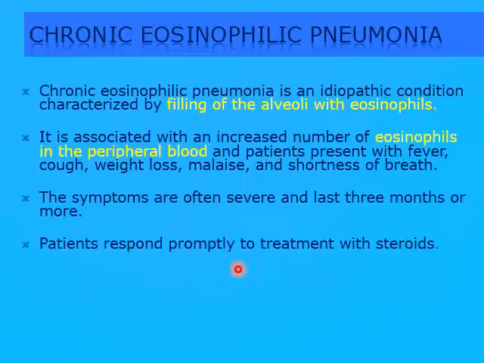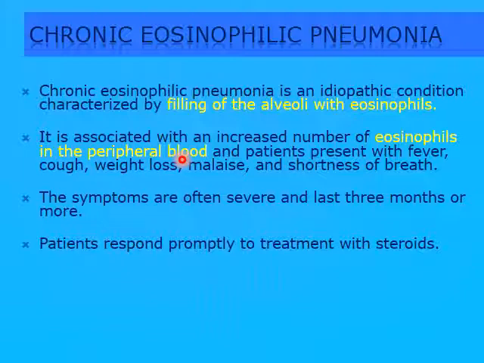Disease number 7, chronic eosinophilic pneumonia. There is a large group of diseases called eosinophilic lung disease. Chronic eosinophilic pneumonia is an idiopathic condition characterized by filling of the alveoli with eosinophils. It is associated with an increased number of eosinophils in the peripheral blood.